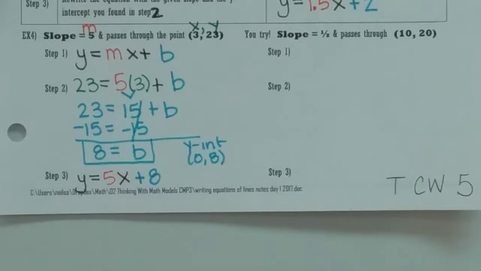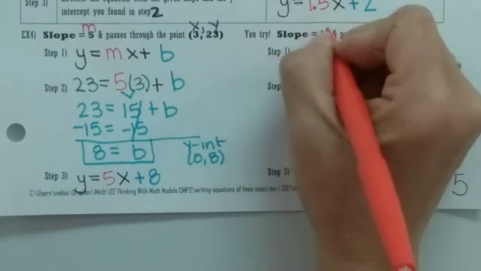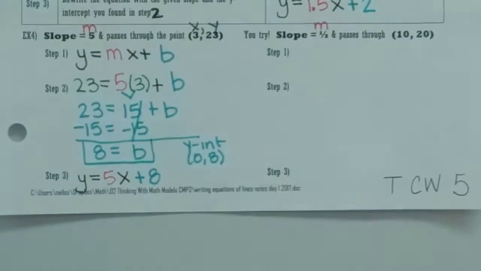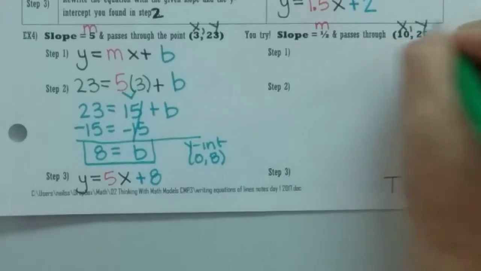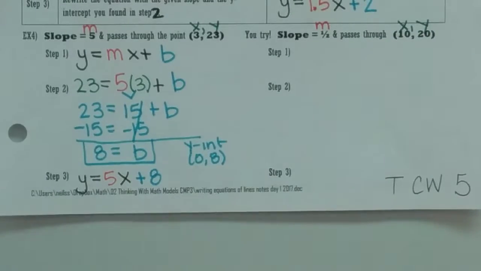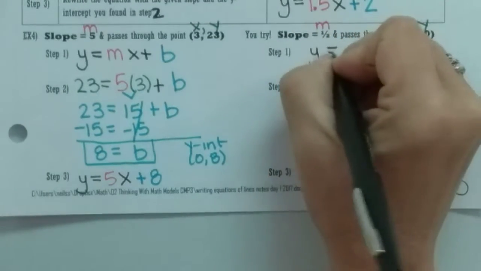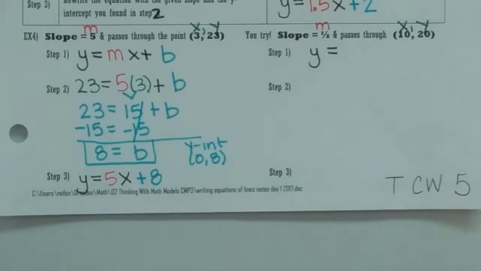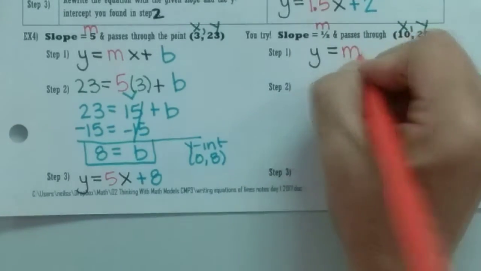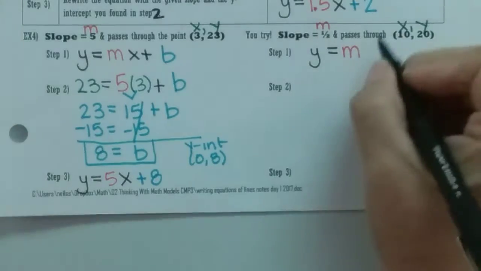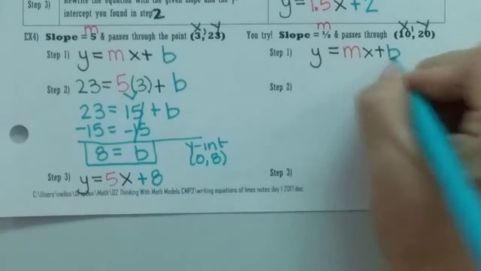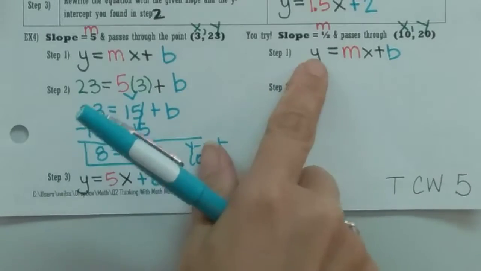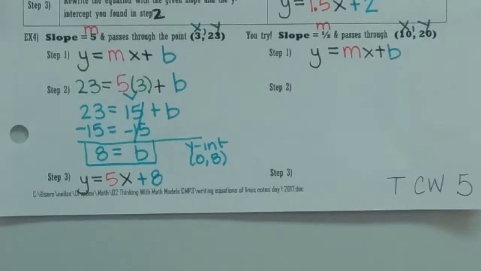All right, let's see how you did on that U-try. So if I have slope of 1/2, m is my 1/2, and I'm given the point 10, 20. So x, y. So let's go ahead and write our equation. Y equals, in place of m, oh, we're not putting anything in yet, m x plus b.